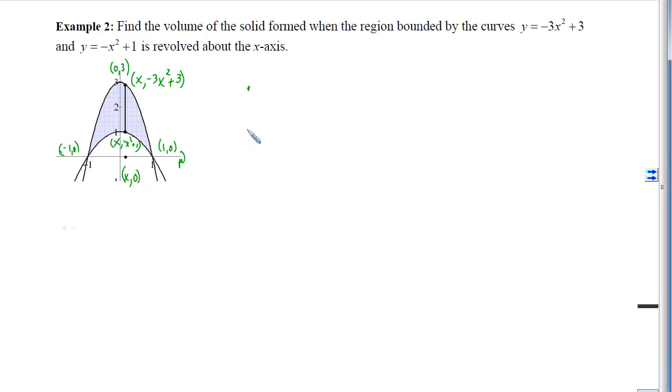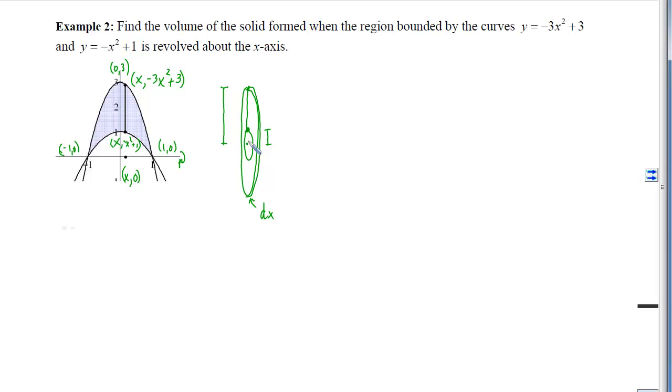Now, when we go to our next step, which is to use this strip to create a representative slice, we can see that this time we are going to get a washer that has a little bit of thickness to it. So in order to write the volume of this washer, I need to know the big radius and I need to know the little radius in addition to the thickness. The thickness will be the thickness of this strip, which is a little bit of x.